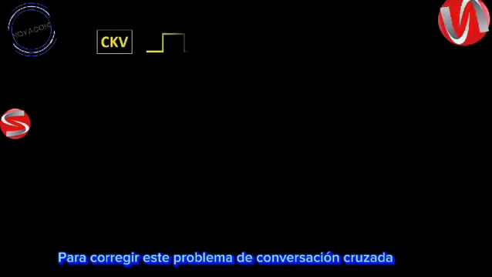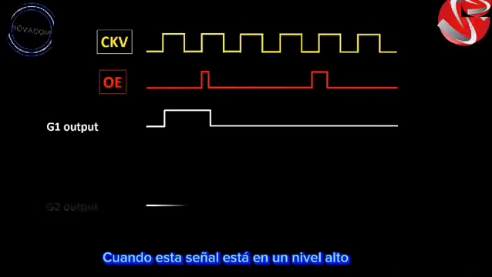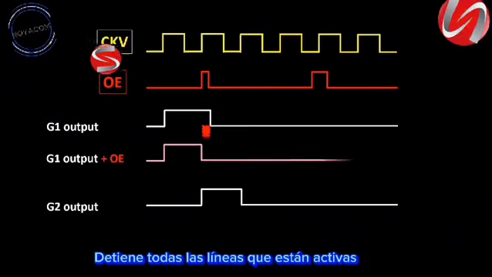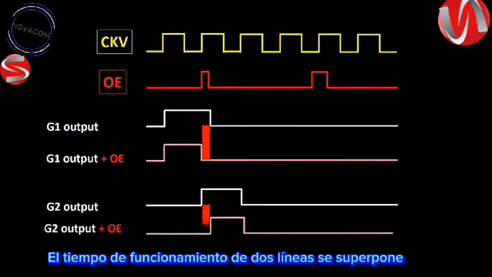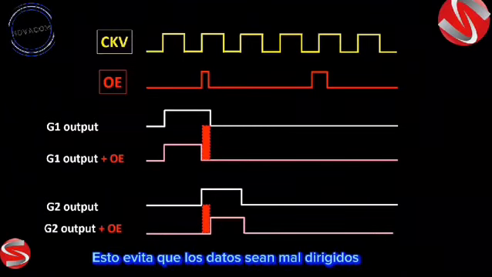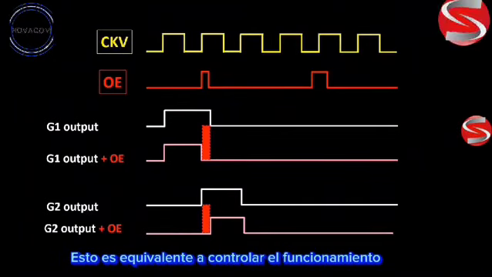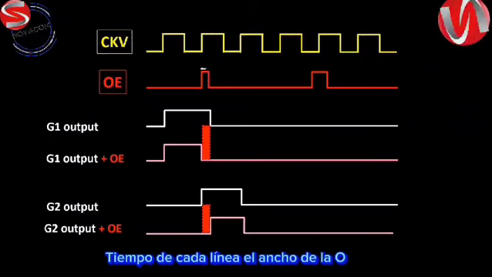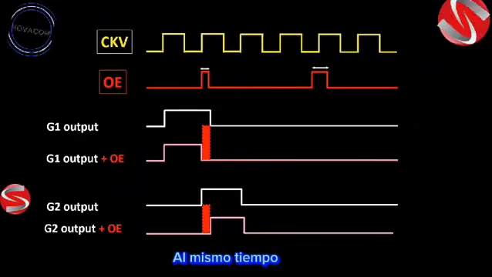To correct this crosstalk problem, we introduced the OE signal for output enable. When this signal is at high level, it stops all the lines that are active. When, unfortunately, the operating time of two lines overlap, OE allows this zone to be blocked. This prevents the data from being misdirected. This is equivalent to controlling the operating time of each line. The width of the OE pulse is variable and only acts on the lines that are active at the same time.